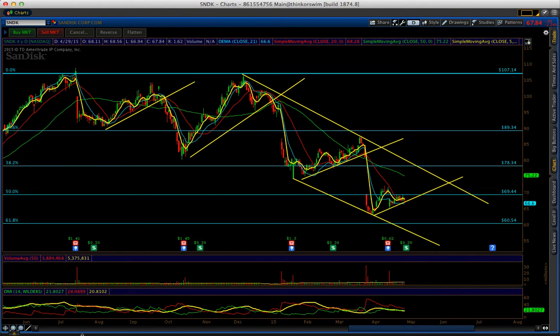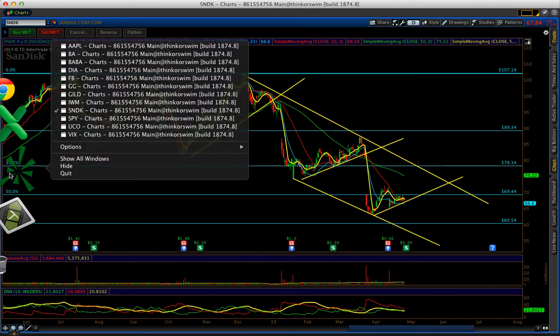DMI is bearish and ADX is 20. So it's a very strong bear. I'm just waiting to see if it triggers my entry.